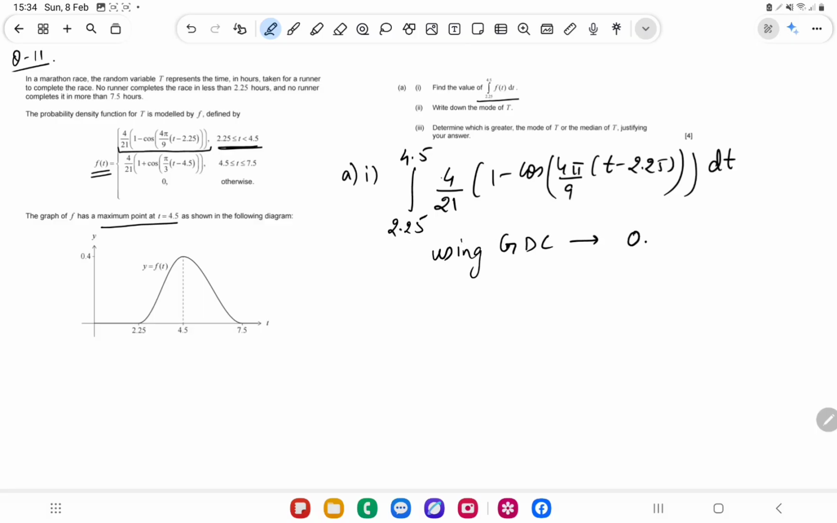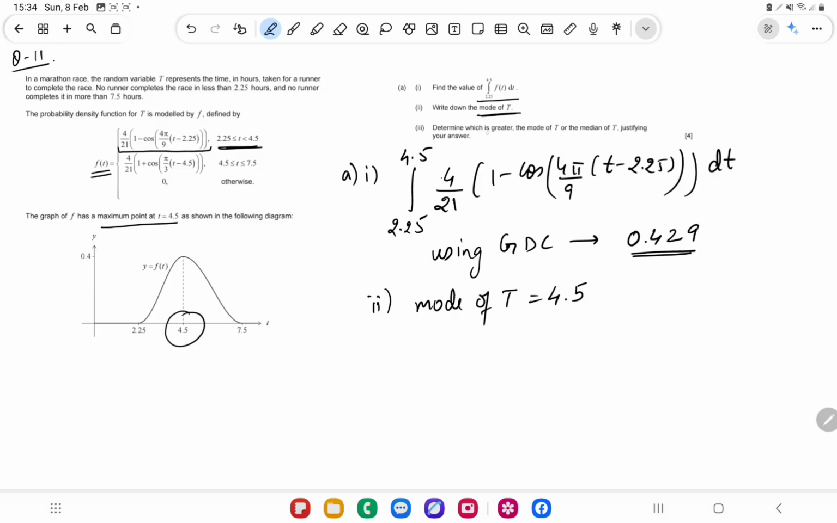Now you can use your GDC. Using GDC, we will get our answer as 0.429. So this is your answer for the first part. Now for the second part, it says find out the mode of t. As you can see, mode will be this value only. So mode I can write as 4.5. So this becomes my answer.